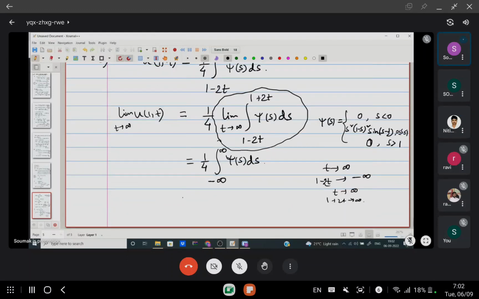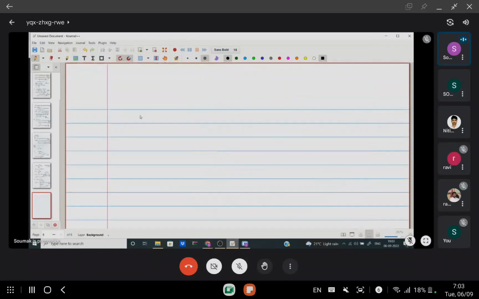Now I will put the value of psi. And psi is nonzero only from 0 to 1, because otherwise psi is 0, right? So it is the integral from 0 to 1 of s squared (1 minus s) squared sine(s minus half) ds. Is it okay? You understand from this line to this line, because psi is defined only on 0 to 1, and elsewhere it is 0. So what is the value of this integration? I will write it on the next page again. So the integral is from 0 to 1 of s squared (1 minus s) squared sine(s minus half). Do you know how to integrate this? First, we have to simplify the functions, sir, I think.